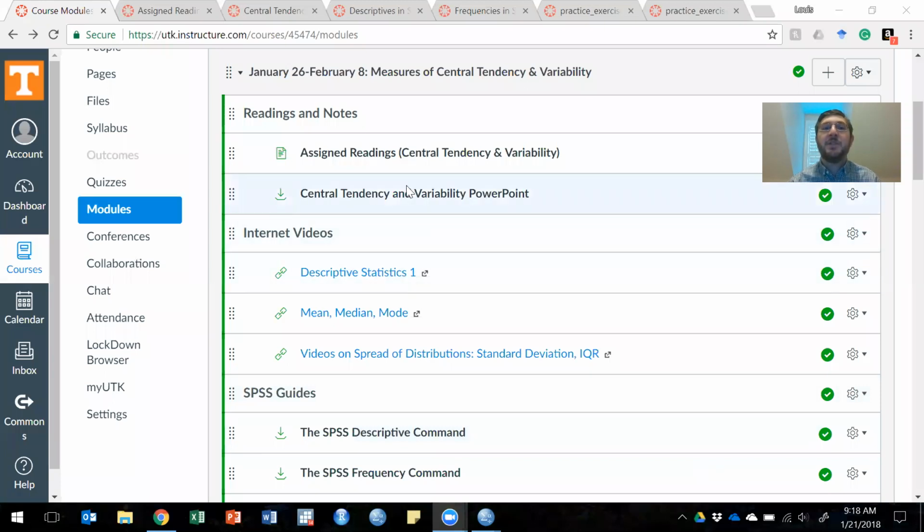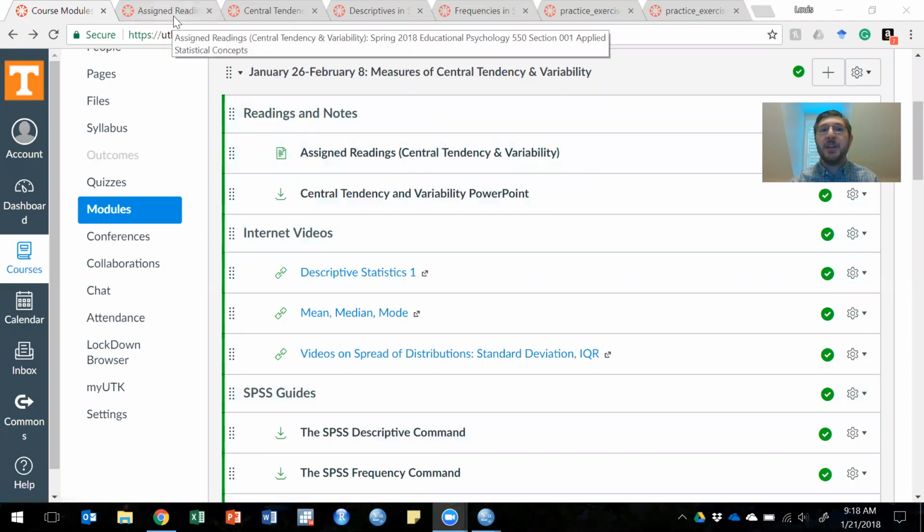So we'll be talking about numerical summaries, where last module we were talking about how to visually represent the data we have. Okay, let me try to share my screen here. So if you go to the module section in Canvas, you'll see for this week, we're going to look at measures of central tendency and variability.